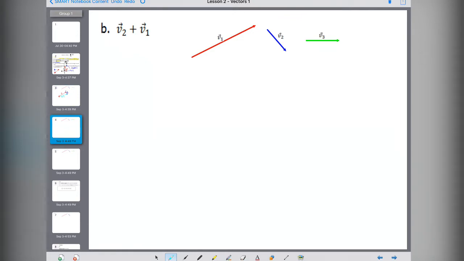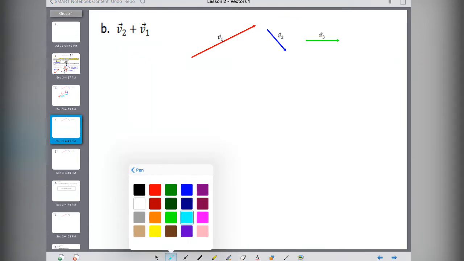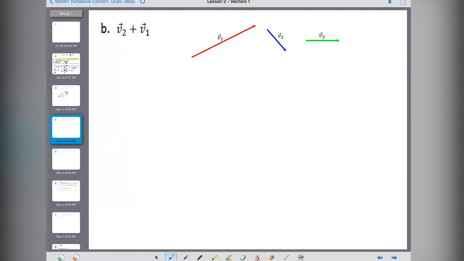Next one, how about V2 plus V1? I will still repeat the same process. I would always put a dot to represent my starting point. I do my little axes here. Okay, I would go V2 starting here, going down towards the southeast direction.